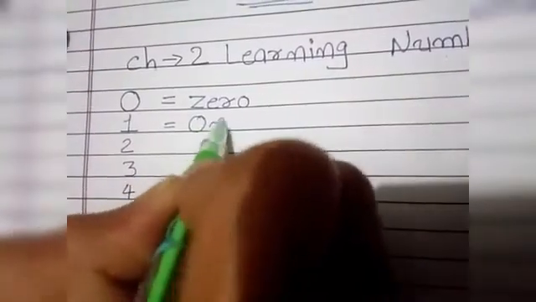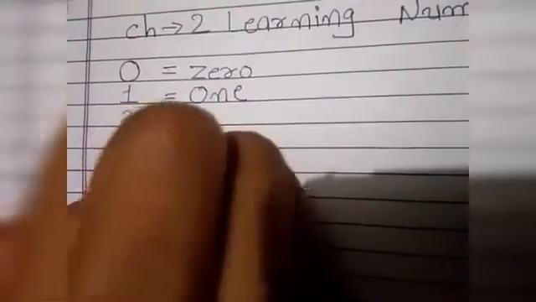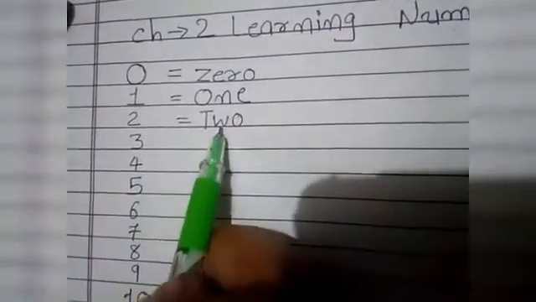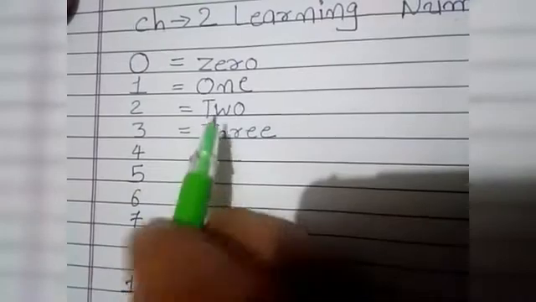So first I will write spelling. So what is the spelling of 0? See here. Z-E-R-O, 0. Then 1. O-N-E, 1. Then 2. T-W-O, 2. Then 3. T-H-R-E-E, 3. What is the spelling of 3? T-H-R-E-E, 3. Then 4.